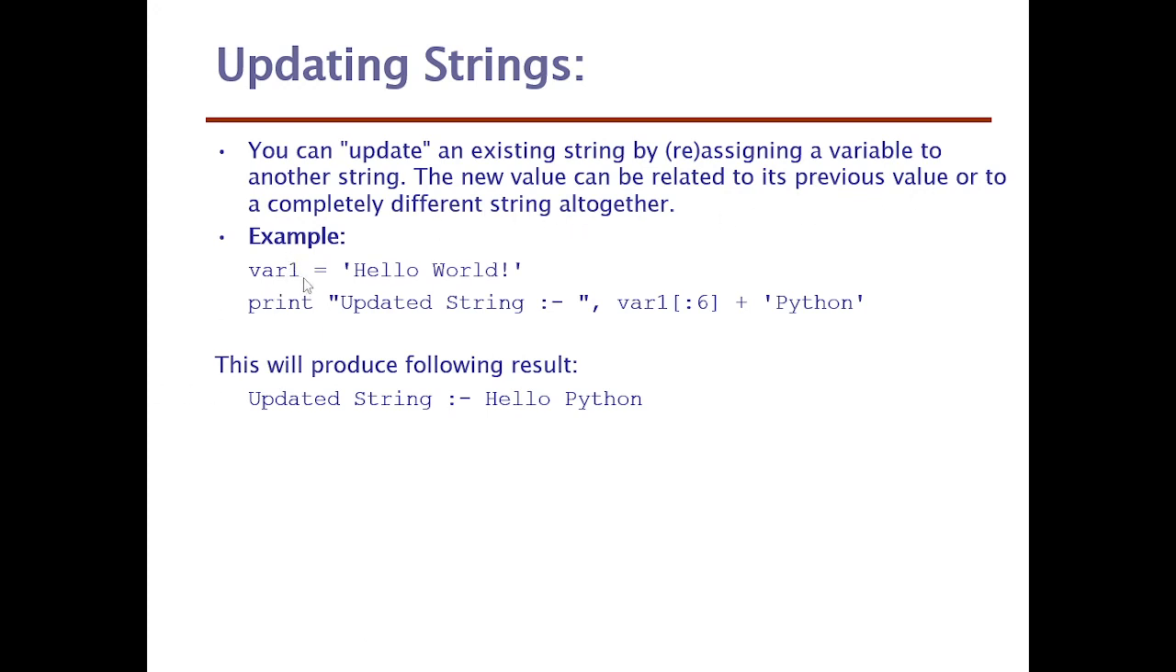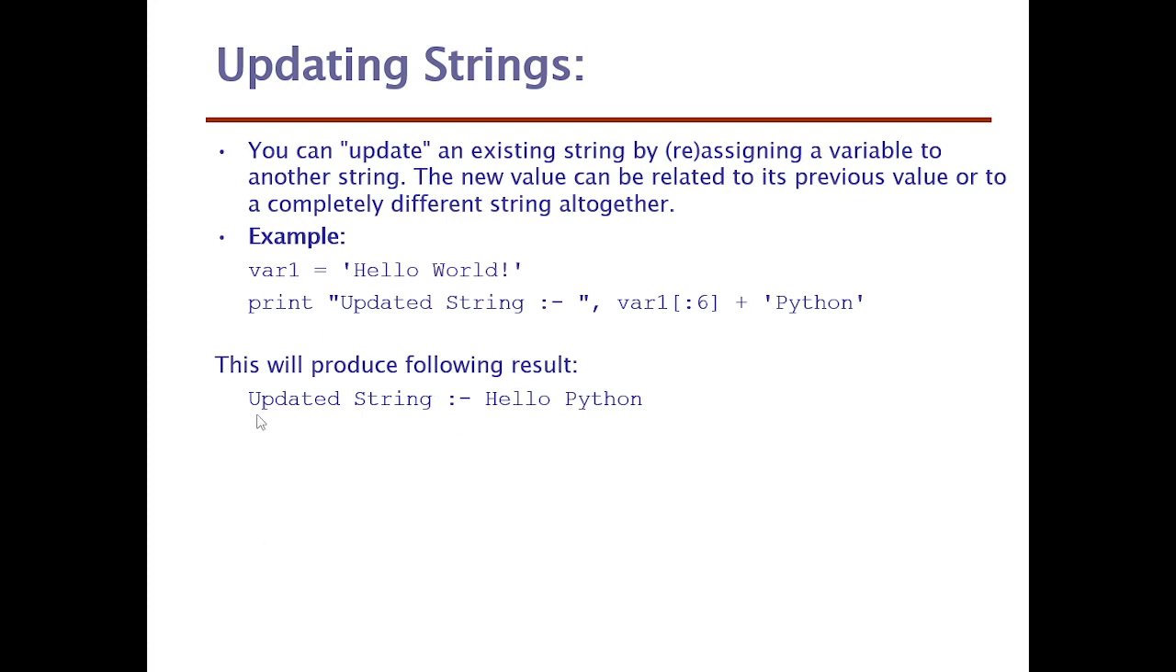So for example, we have var1 hello world, then we print the updated string. We take var1 with the range less than 6, so index 0, 1, 2, 3, 4, 5, which gives hello. Then we concatenate Python, using the plus sign for concatenation. So this will produce the following result: updated string. Since we took the range up to 6, we have hello, then we concatenate Python, so it displays hello Python. So this is the actual output.